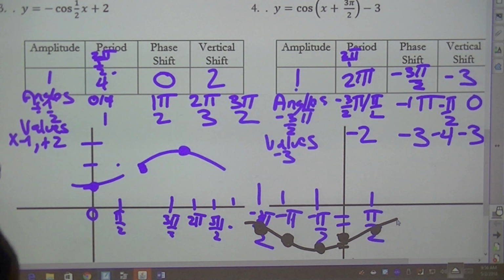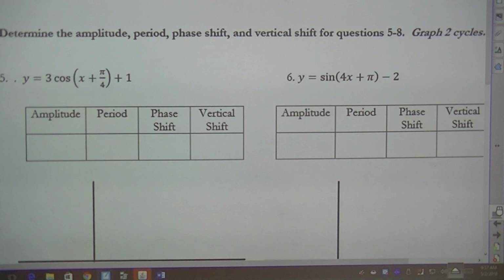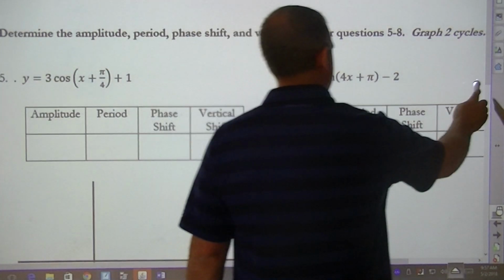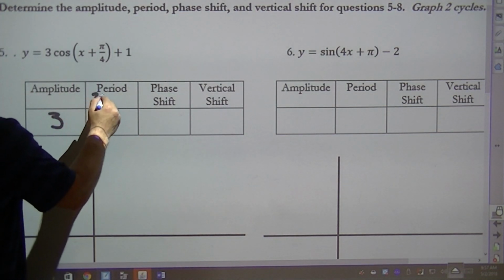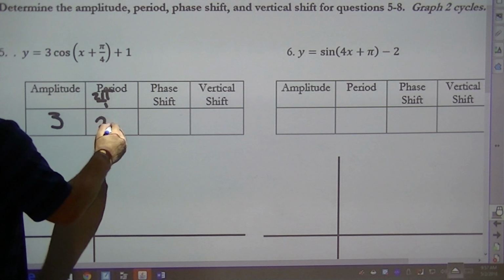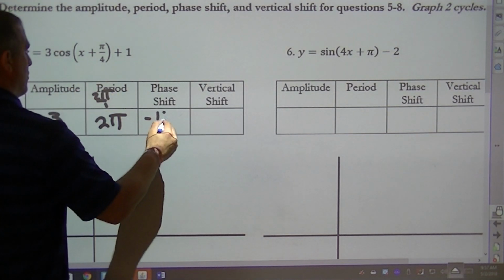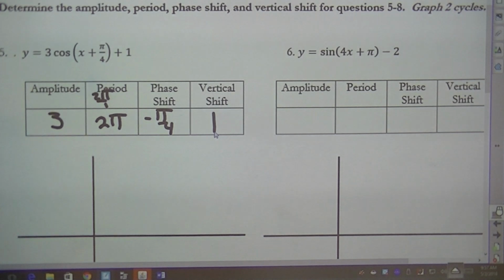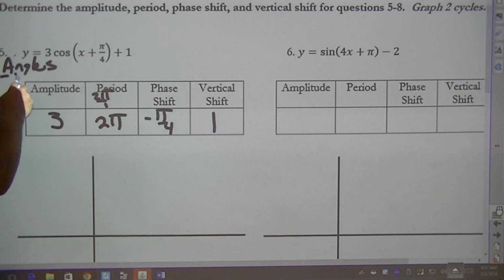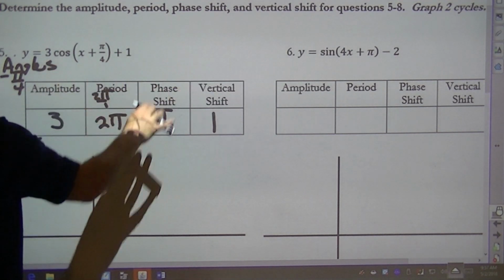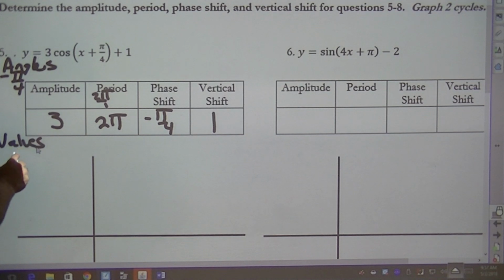All right, moving on to question number 5. Now, what's going to happen here? Amplitude will be 3. Period will be 2 pi over 1, which will be just 2 pi. Phase shift will be negative pi over 4. Vertical shift will be 1. So, just to make this a little bit cleaner, my angles are going to be subtracted by pi over 4. I'll put the angles and then the values, it might make this a little bit easier. My values are going to be multiplied by 3 and then added by 1.